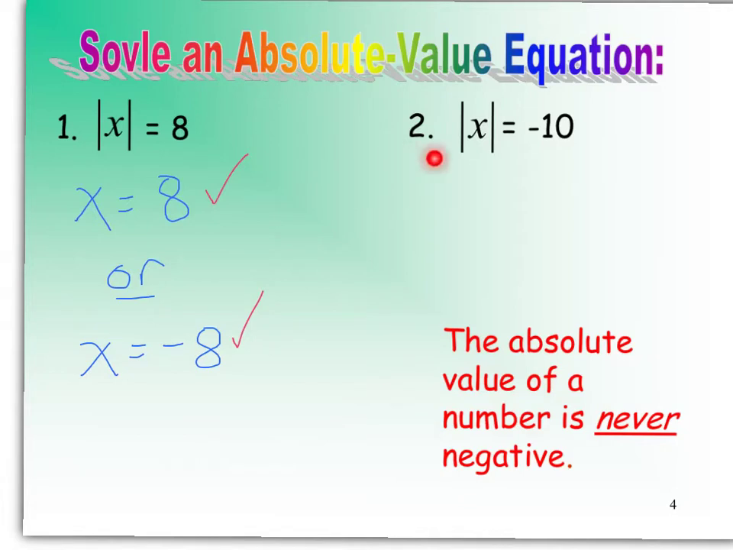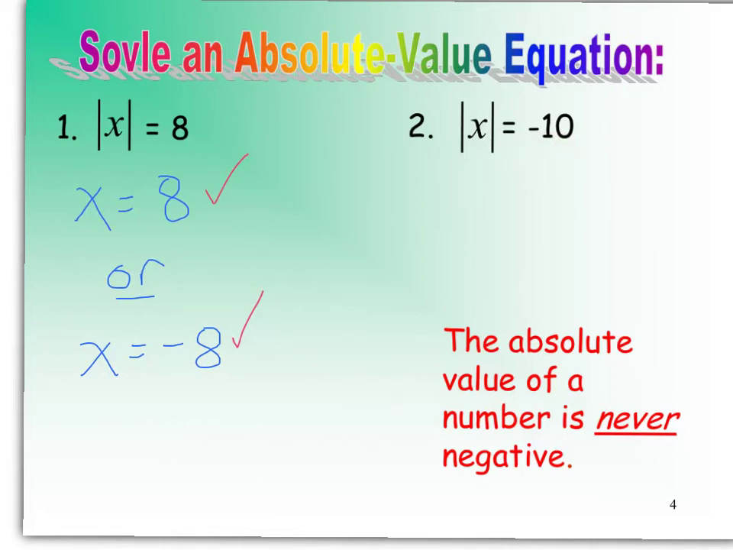Okay, let's take a look over here at number 2. Here it says the absolute value of x equals negative 10. And let's stop and think about that for a minute. We're trying to find a value or values of x that will make this true. If they want us to find the value for x that will make the absolute value equal to negative 10, will that ever happen? No.